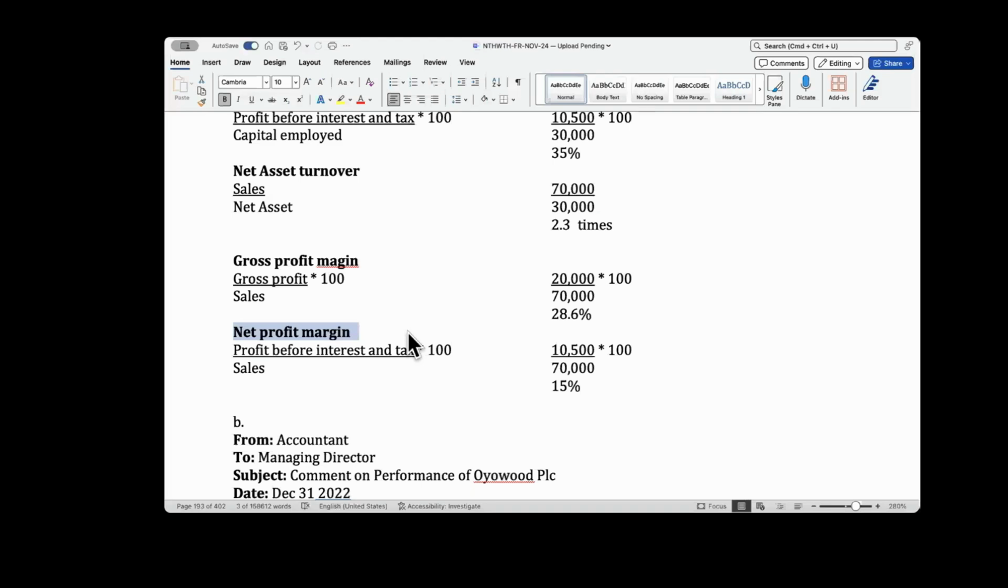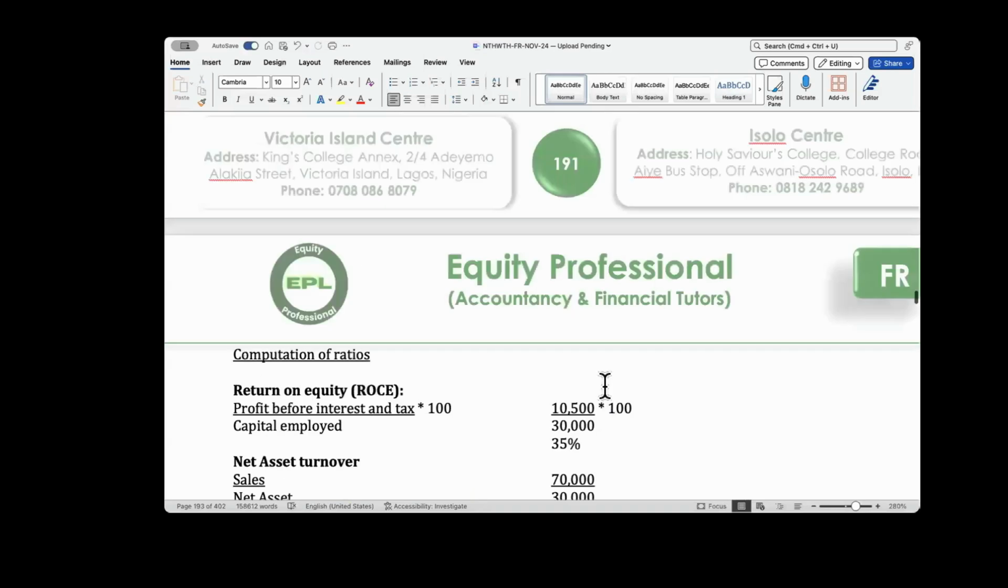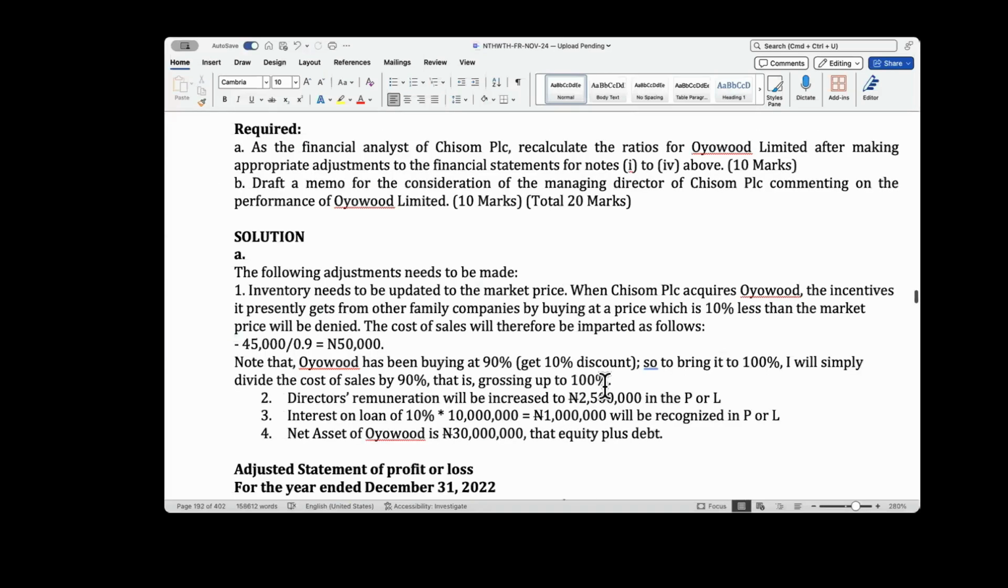See it as operating profit margin, which is 10.5 over sales. I get my 15%. I will have gotten my mark. How many marks? That's 10 marks, if you're lucky to have done.